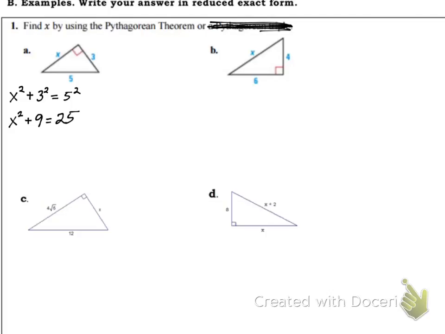Solving for x, I would subtract 9 from both sides, and I'd come up with x squared equals 16. Do I care what x squared equals? Is that my end goal, to know what x squared equals? No, I want to know what x equals. How do I get rid of x? How do I get rid of that square that's attached to it?